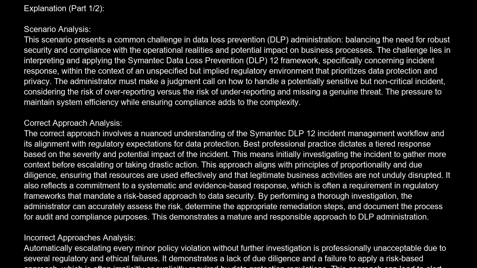The correct answer is B. Immediately escalate the incident to the security team for full investigation and potential disciplinary action.